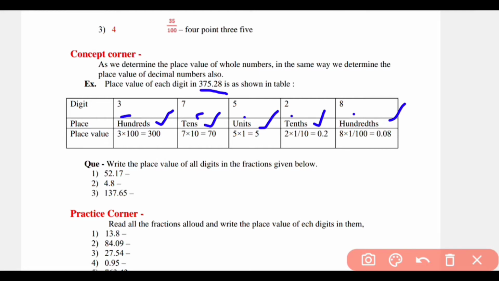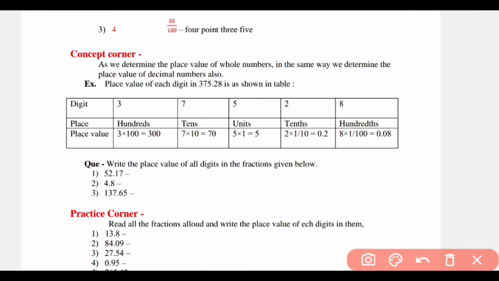Now the place value of 3 is 300, 3 into 100 is 300. Then the place value of 7 is 7 into tens, so 7 into tens is 70. The place value of 5 is 5 into units, so 5 into 1 is 5. Then the place value of 2 means what? 2 into tenth. Tenth means 1 upon 10, which is equal to 0.2. The place value of 8 is 8 into hundredth, meaning 8 multiplied by 1 upon 100. So the answer is 0.08. In this way we will have to write the place and place value of a given decimal fraction.